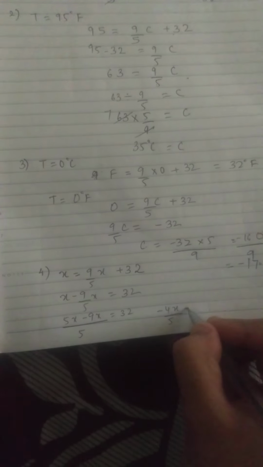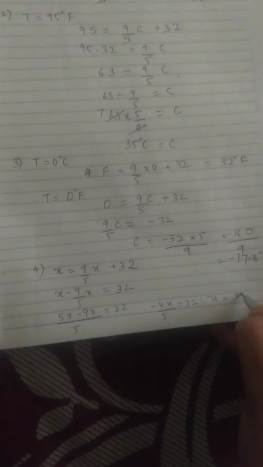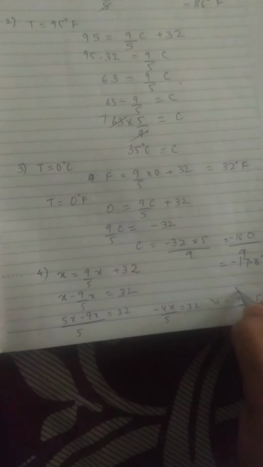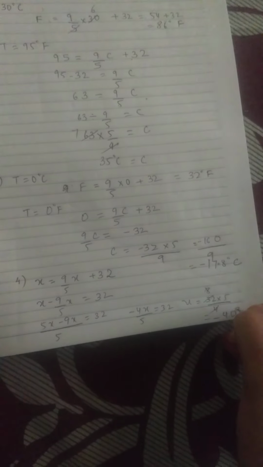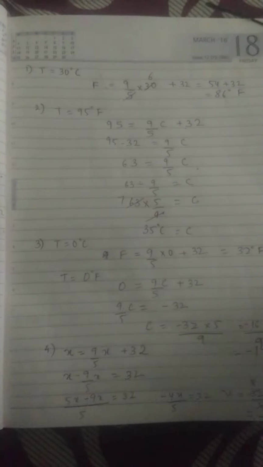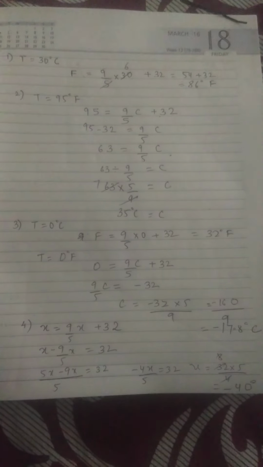Minus 4x upon 5 is 32. So x is equal to minus 32 into 5 upon 4. So it is minus 40. So yes, minus 40 degrees is the temperature which is numerically the same in both Fahrenheit and Celsius. Thank you.